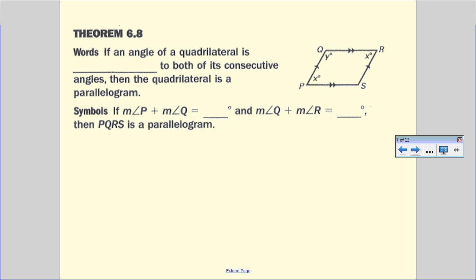All right. Now we're going to jump into two more theorems, the last two theorems of this lesson. It says if an angle of a quadrilateral is supplementary, so once again, this sounds real familiar, to both of its consecutive angles, then the quadrilateral is a parallelogram. So what is that going to look like? If we take angle P plus angle Q, it equals 180 degrees. And then we take angle Q plus angle R, and that equals 180 degrees. So we have to check this angle Q with both P and R. So if both of the consecutive angles add to a given angle, and it equals 180, then it's a parallelogram.